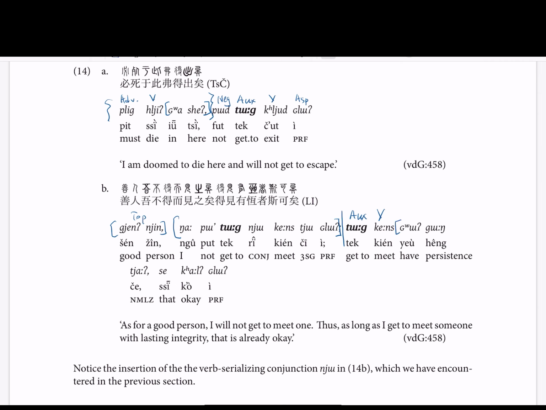And this part, gun, is another verb phrase, to have persistence, but this verb phrase is nominalized by tia. So gu gon tia means someone who has persistence, and that gives us the condition: if I get to meet someone who has persistence. If so, then that is okay.